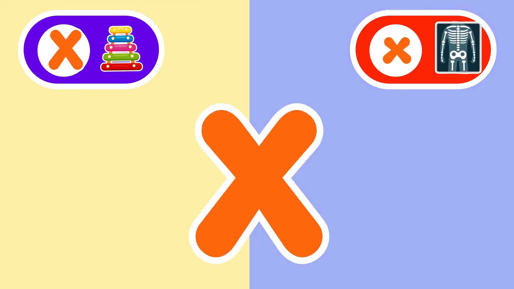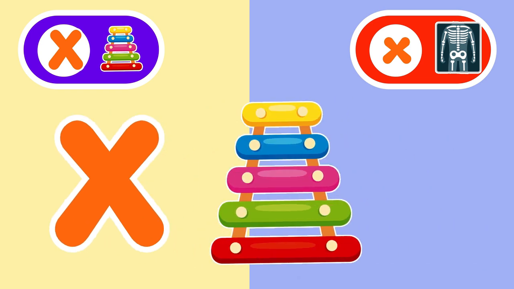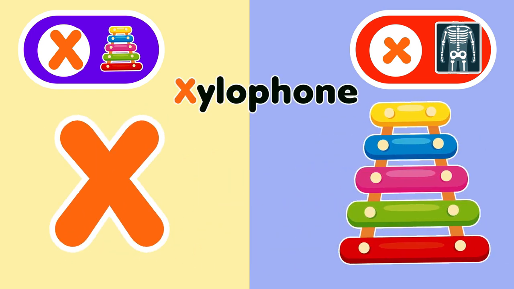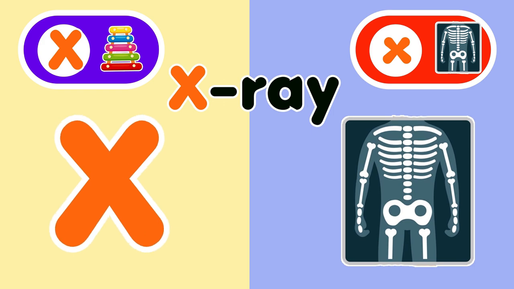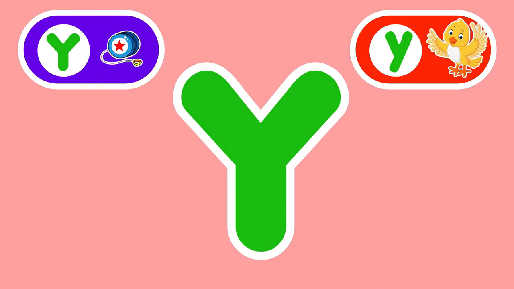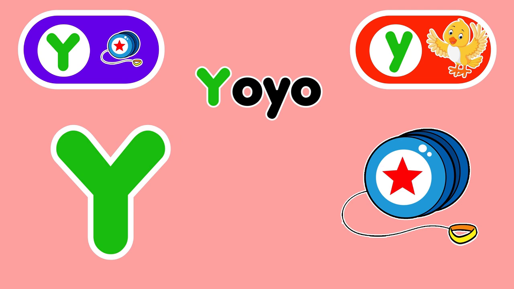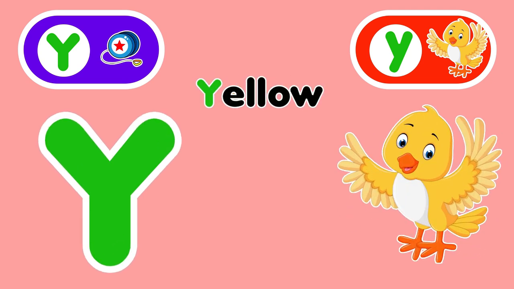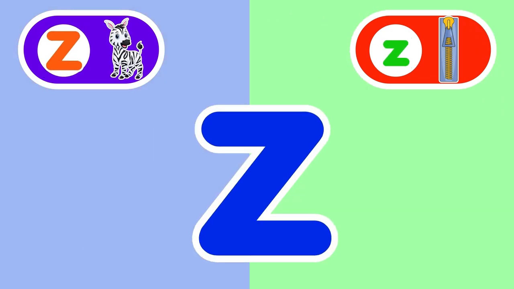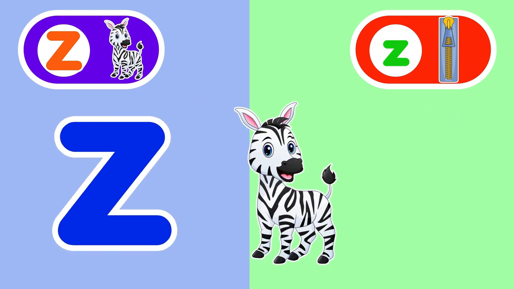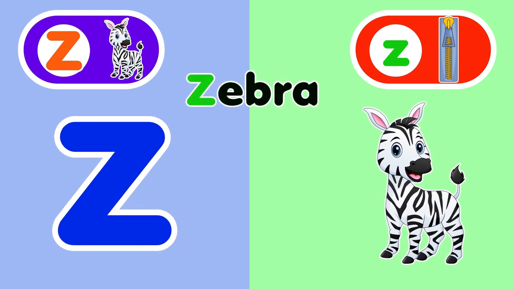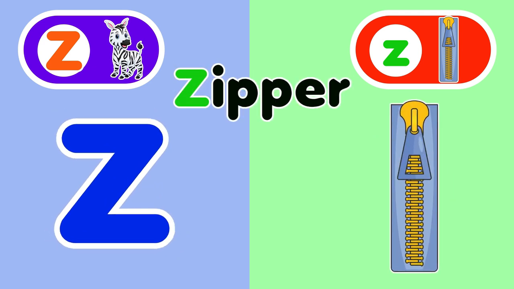X. This is the letter X. X is for xylophone. X is for x-ray. Y. This is the letter Y. Y is for yo-yo. Y is for yellow. Z. This is the letter Z. Z is for zebra. Z is for zipper.